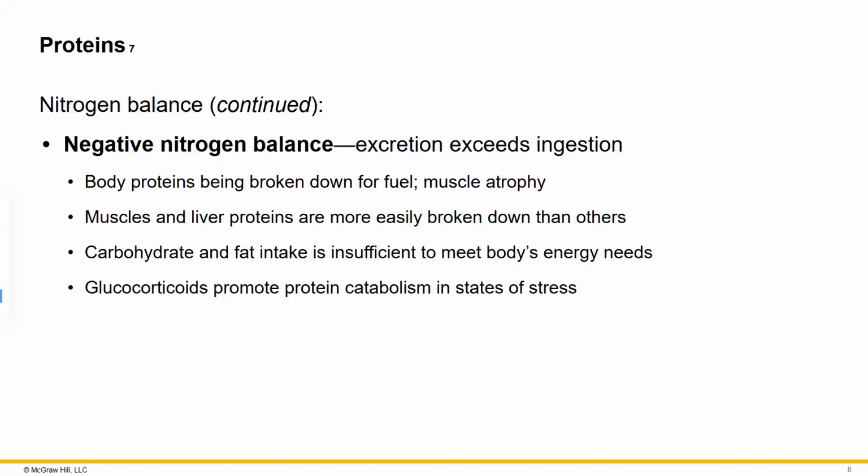Negative nitrogen balance means that excretion exceeds ingestion. Body proteins are being broken down for fuel, causing muscle atrophy. Muscles and liver proteins are more easily broken down than others. Carbohydrate and fat intake is insufficient to meet the body's energy needs. Glucocorticoids promote protein catabolism in states of stress.